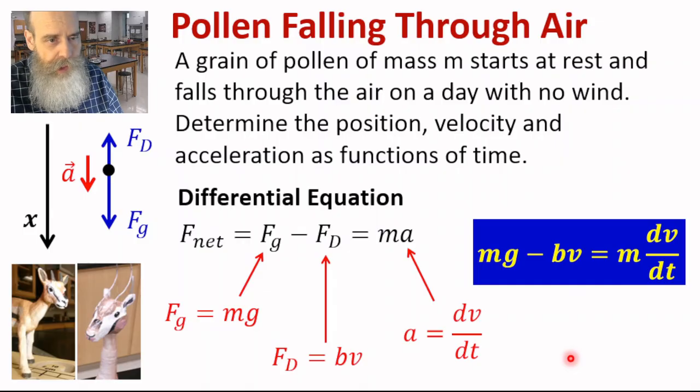mg minus bv equals m dv by dt. Now we need to solve this equation for v. How can we solve it? Yes, Isabel is correct. We solve it by separation of variables. Good answer.